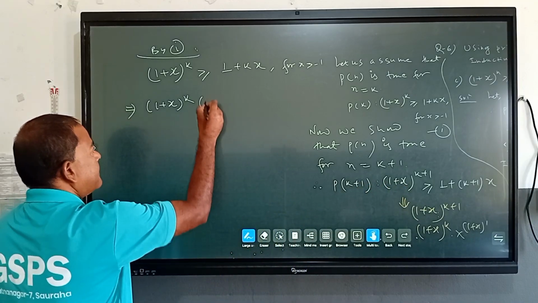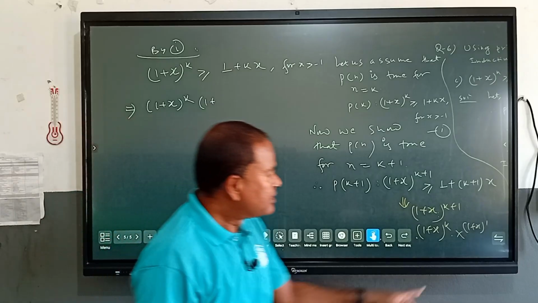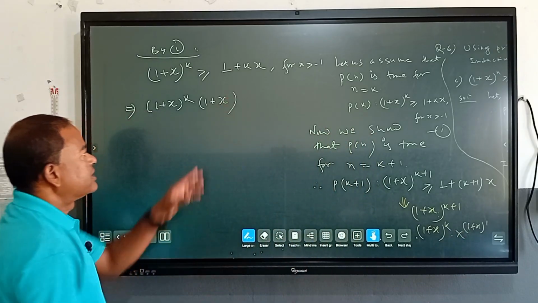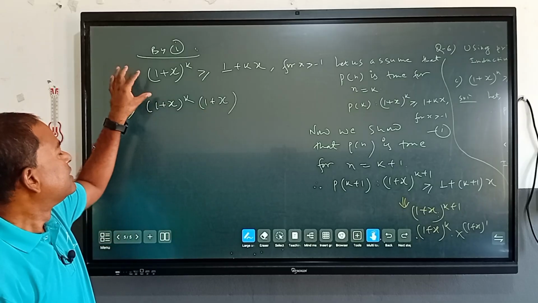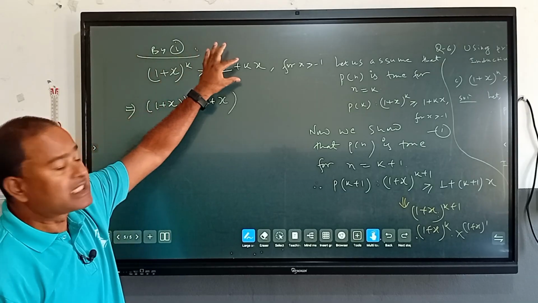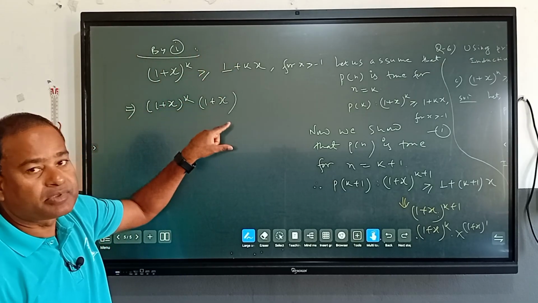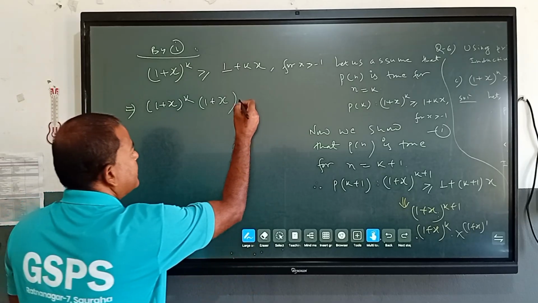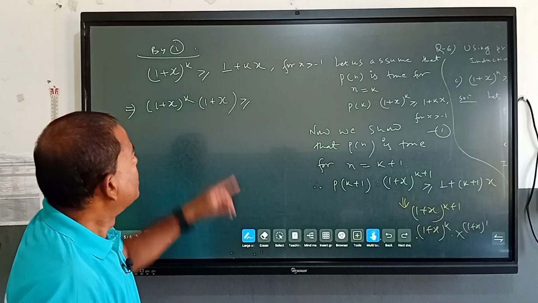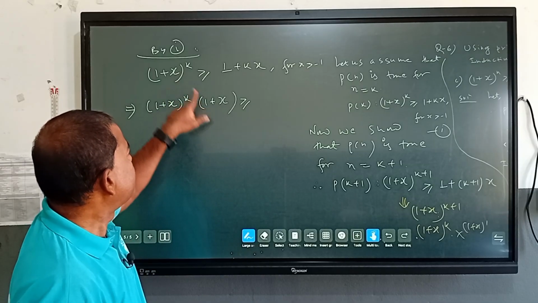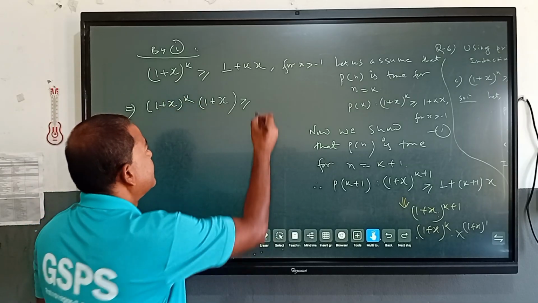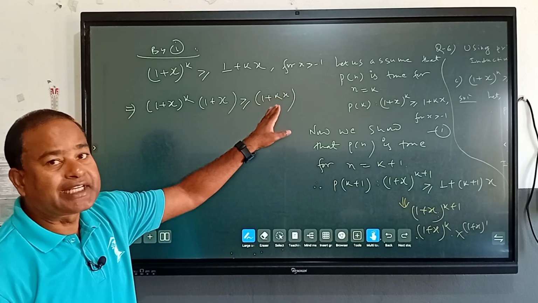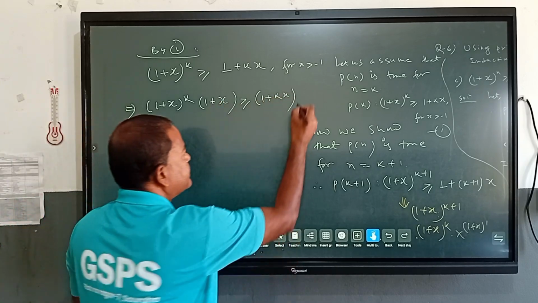So dear students, we need 1 plus x. So let's multiply the left hand expression and right hand expression both by 1 plus x. So multiplying by 1 plus x on both sides, our expression will be (1 plus x) whole power k times (1 plus x), and again multiplying the right hand expression also by 1 plus x.